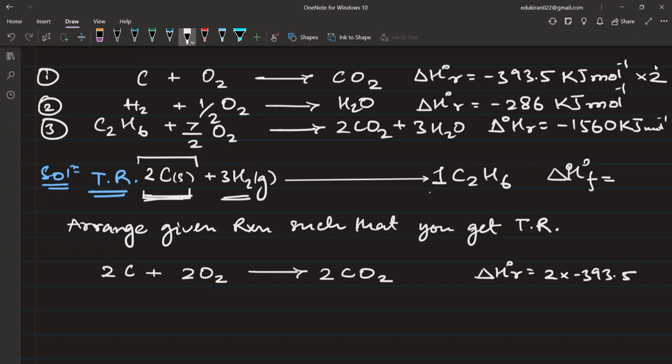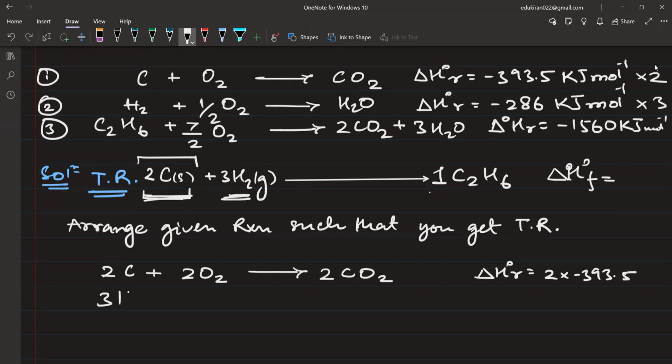हाइड्रोजन में बताइए कौन सा इक्वेशन में है? We have H2 in which equation? 1, 2. Second equation में H2 है. And how many moles? 1. And how much do we need? 3. So I will multiply this whole equation by 3 and I will write it like this.